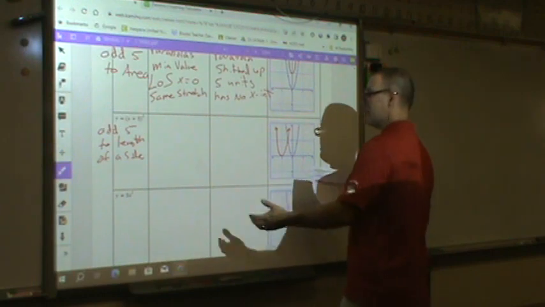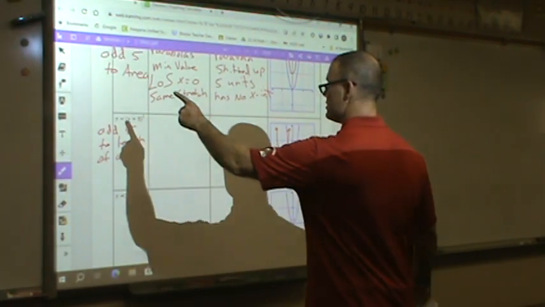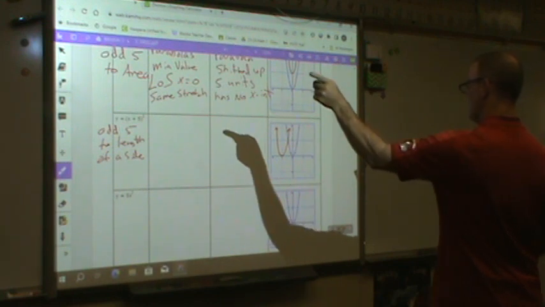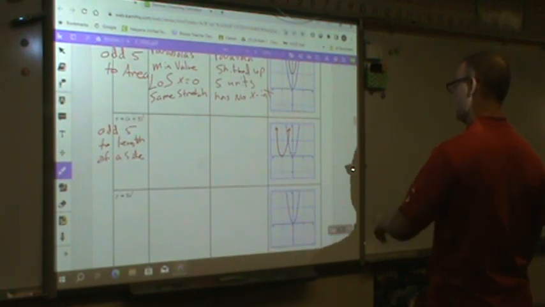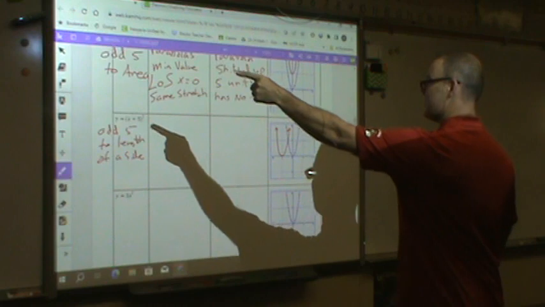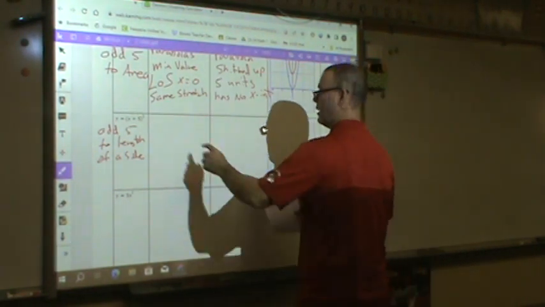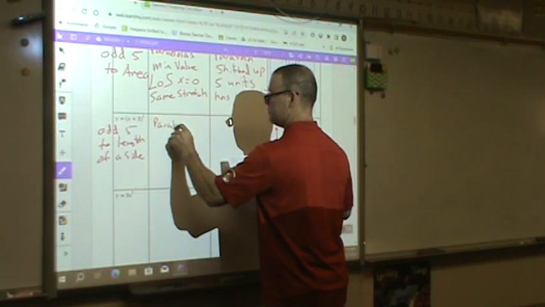Okay, so now we can talk about similarities. Wait a second. It says x plus 5. Plus is this movement. It moved that way. Well, yeah, it did move to the left, but that's actually not a plus, right? It's still a parabola.